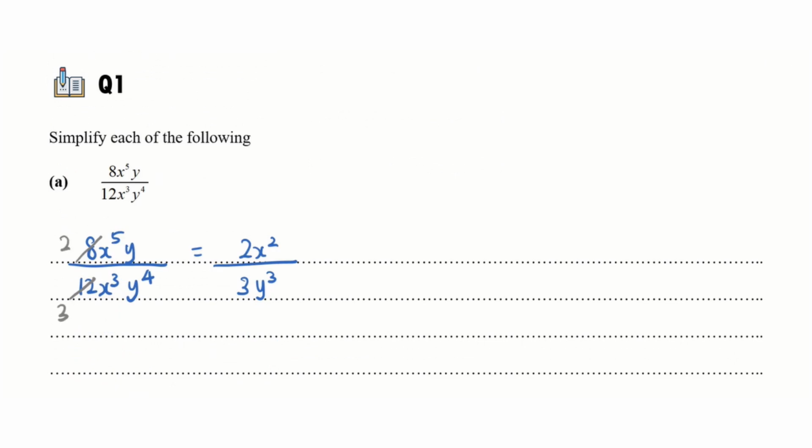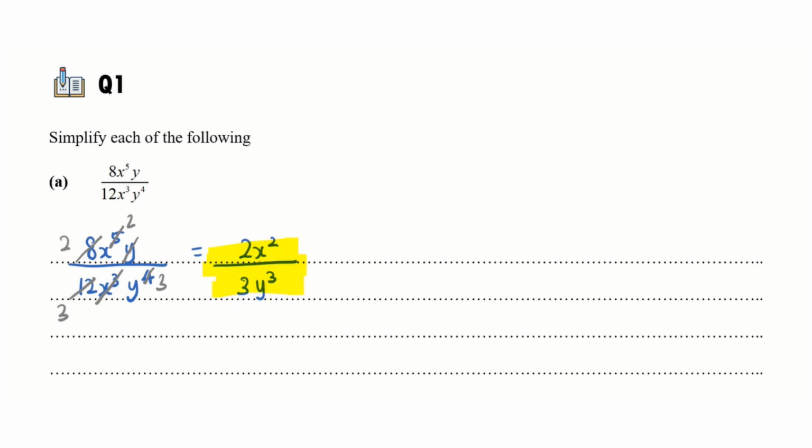Then for x to the power of 5 and x to the power of 3, we will be able to cancel only 3 of the x. So we will be left with x squared at the numerator and no more x at the denominator. Finally, for y, we can only cancel 1 y. So we will cancel the 1 in the numerator, and in the denominator, we will be left with y cubed. Hence, we will get the answer 2x squared over 3y cubed.